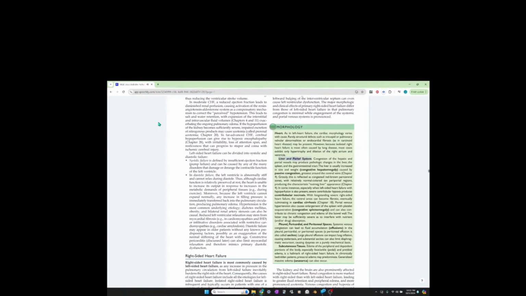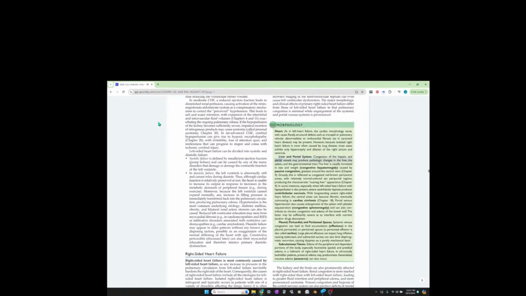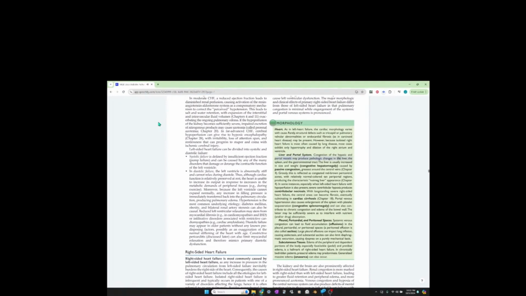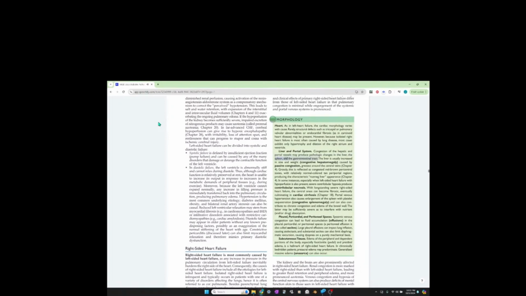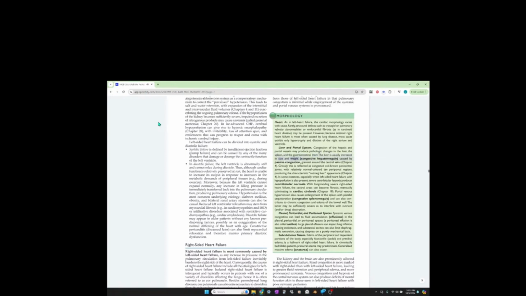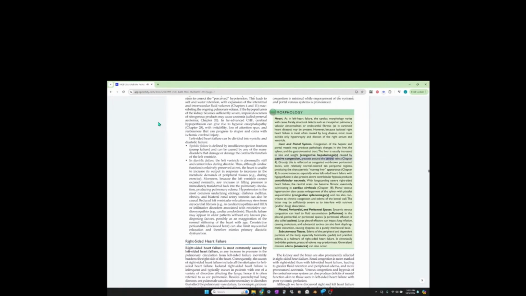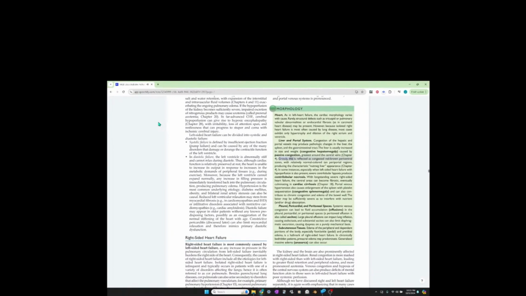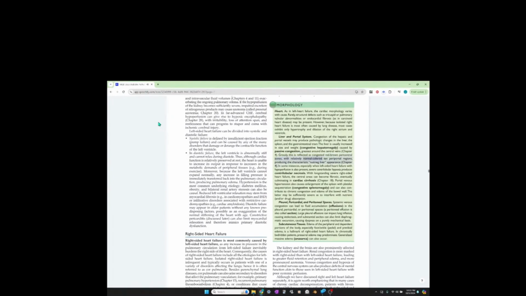Liver and portal system. Congestion of the hepatic and portal vessels may produce pathologic changes in the liver, the spleen, and the gastrointestinal tract. The liver is usually increased in size and weight caused by passive congestion, greatest around the central veins. Grossly, this is reflected as congested red-brown centrilobular zones with relatively normal color tan periportal regions, producing the characteristic nutmeg liver appearance.